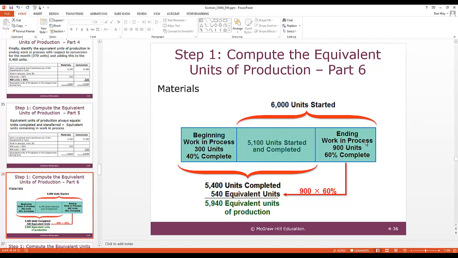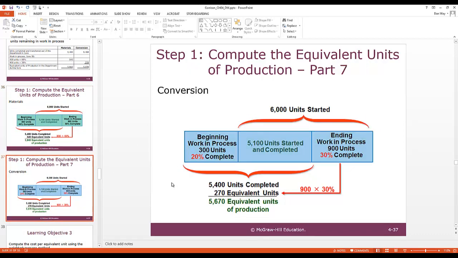Again, our ending work in process of 900 physical units, we're counting those, if you will, at 540 equivalent units, since they were 60% complete with respect to materials. So again, when we add the units completed and transferred out to those ending work in process units, we see that same 5,940 equivalent units of production, again, with respect to materials.